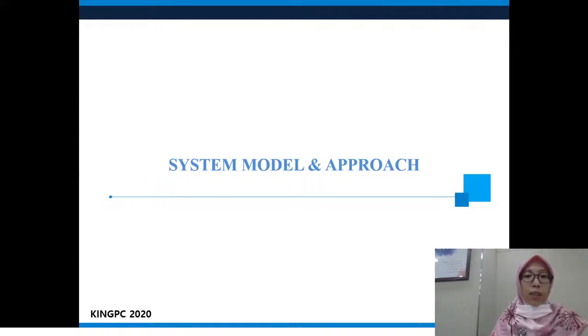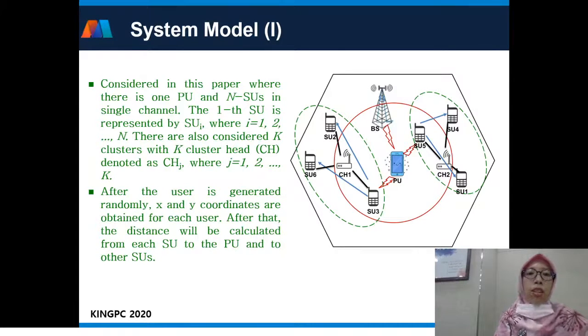The next content is about the system model and approach. For the system model, we consider one primary user and secondary users in a single channel. Each secondary user is represented by SU_i, where i is 1 to N. We also consider K clusters with K cluster heads, denoted as CH. In the scheme, it is assumed that spectrum sensing is carried out in an urban area, and the primary user transmits power in all directions, or omnidirectionally. Then, before the distributed spectrum sensing process, they will use the clustering approach to make one cluster from several secondary users.